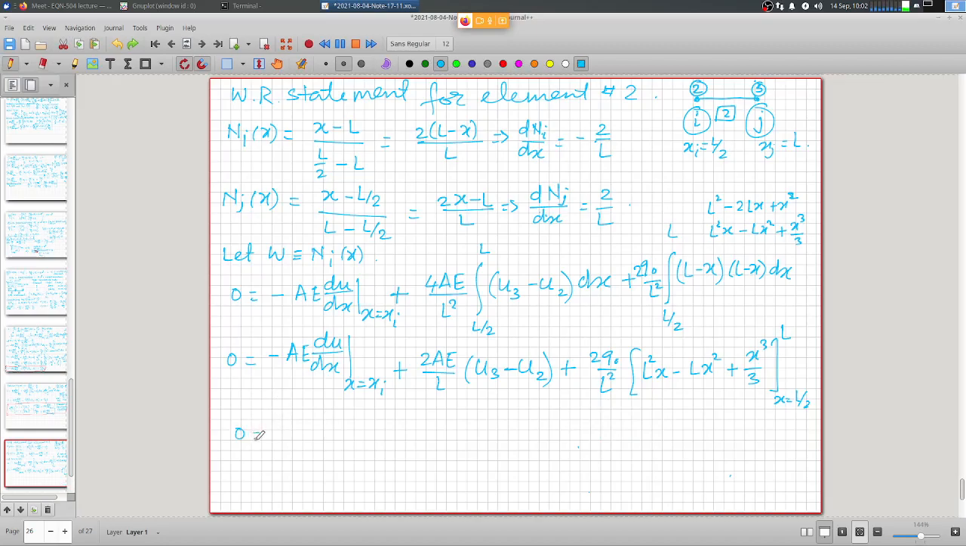So 0 is equal to minus AE du by dx at x equal to L by 2 plus twice AE by L times u3 minus u2 plus Q naught L by 12, right? Okay, fine. So that's one equation. Now if we choose W equal to Nj, we will have another equation.